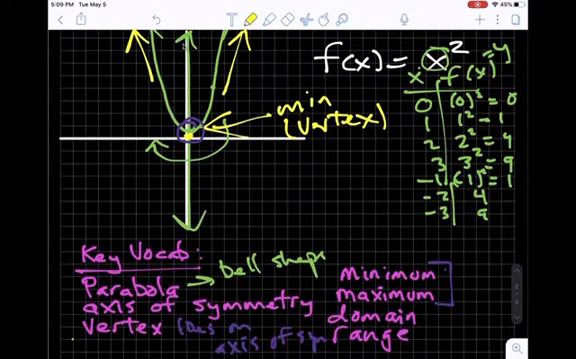It's always the vertex with these, all right? That's what's kind of nice about these: there are some slightly different names, but they're all sort of related to each other. All right, and then domain is your x values and range is your y values.